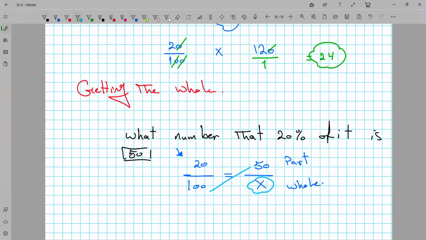So have a cross multiplication. How to do the cross? Just x equals 50 times 100 divided by 20. Simply we can divide by 10 up and down, and 5 multiply 100, it's 500. 500 divided by 2, it will be 250. So that is the number. If we get 20% of 250, it will be 50.